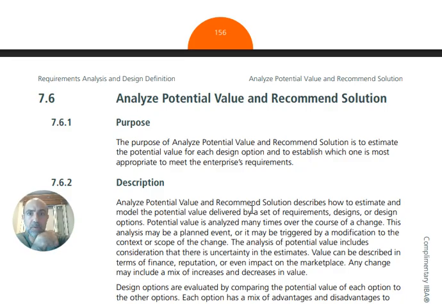This is the end of chapter 7, by the way, which literally means that we're almost done with the whole book. We still have chapter 8, which is evaluating solution evaluation, and chapter 9, which is basically underlying competencies.